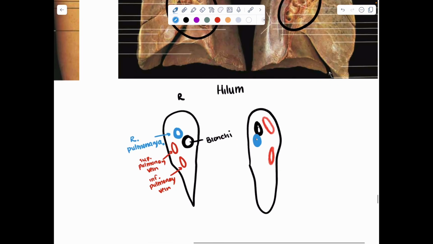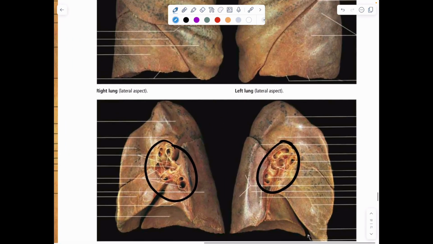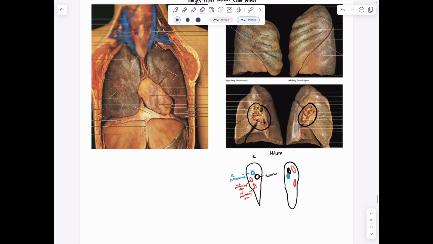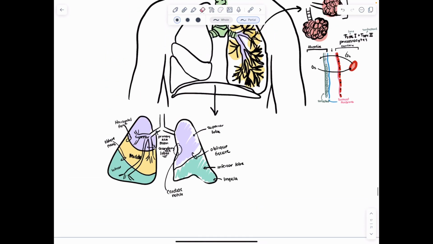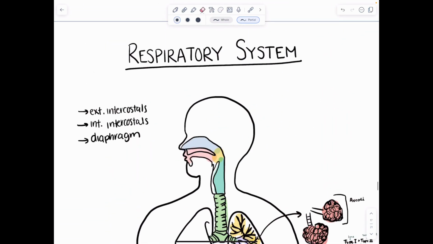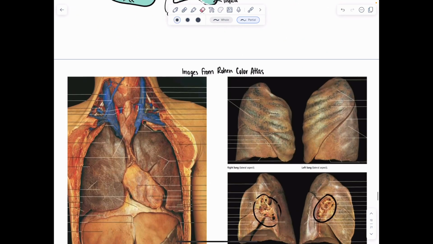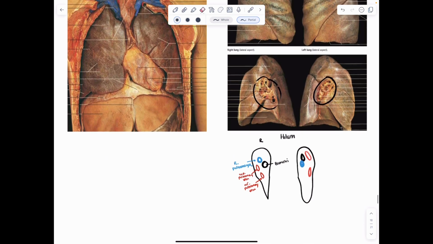Don't worry too much about this part because you aren't identifying on models per se, but just an idea. But this region is called the hilum. Both sides have a hilum. So those are the main things that we're going to be looking at when it comes to the respiratory system.